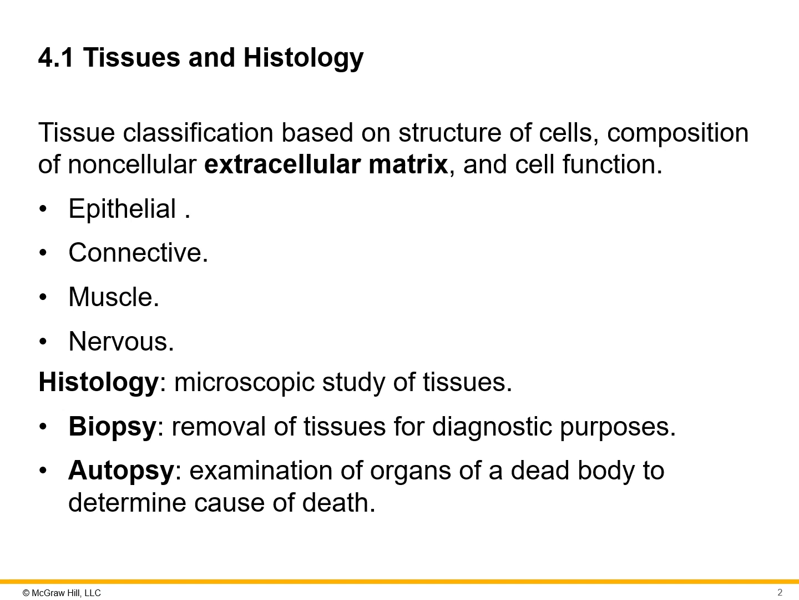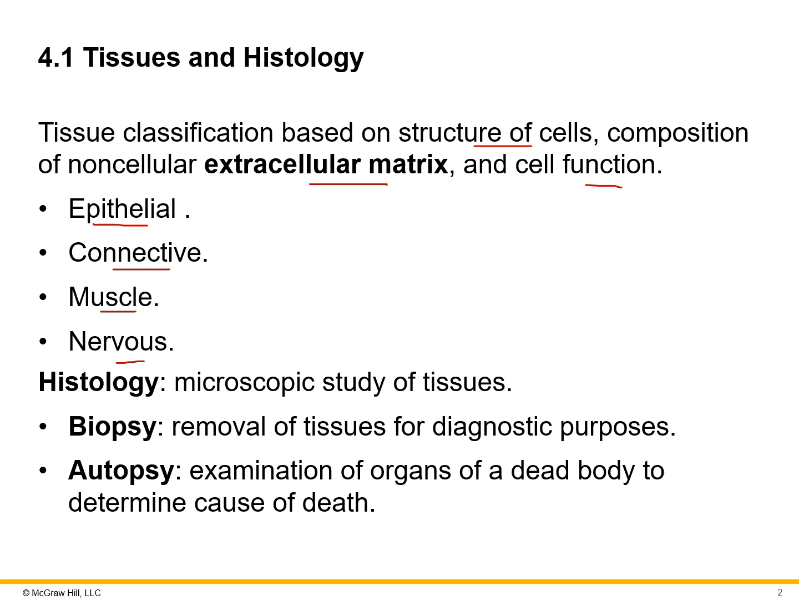So there are 4 major types of tissues. So we have epithelial tissues, connective tissues, muscle, and nervous tissue. So these are based on what they look like, the extracellular matrix, which is stuff that they release from them, as well as their function. That's what determines which category they are placed in.